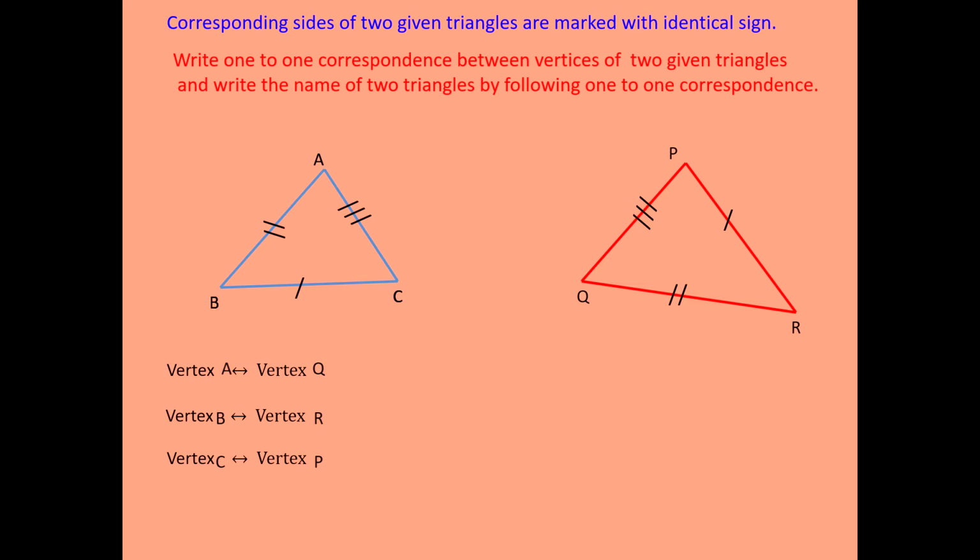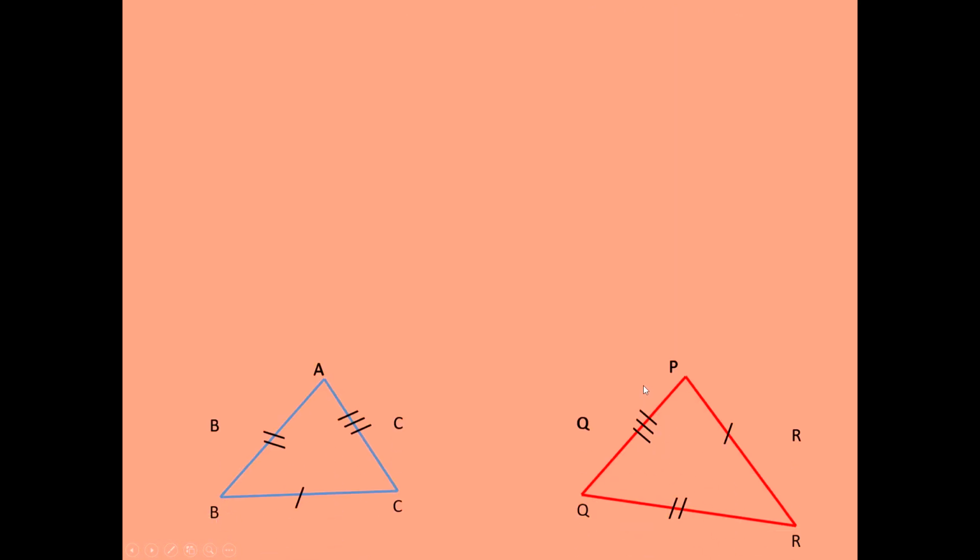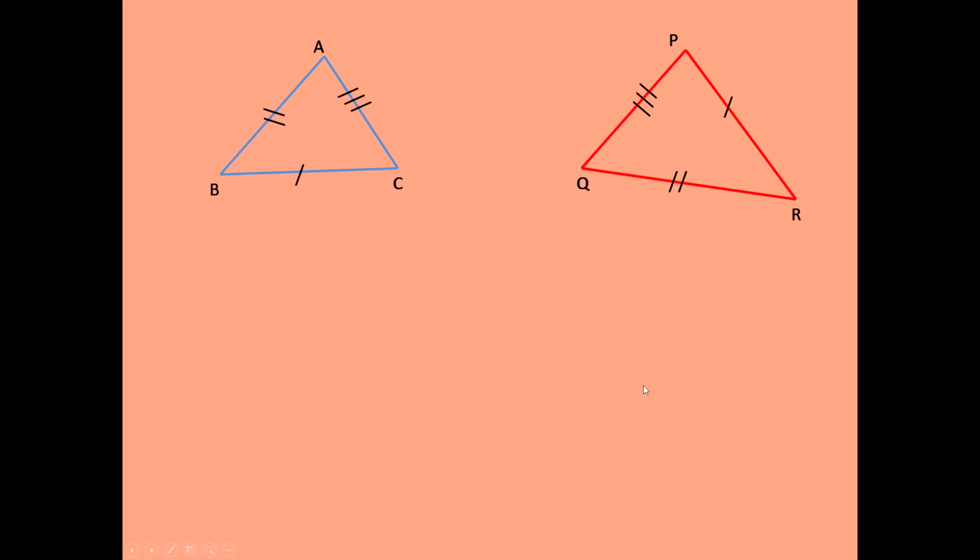Let us see the correspondence of the vertices of the triangle. A, Q, B, R, and then C, P. So triangle ABC corresponds to triangle QRP. As it was marked, you have got the answer. One more example, we can go for it. The same thing, you can take it in a different way also.